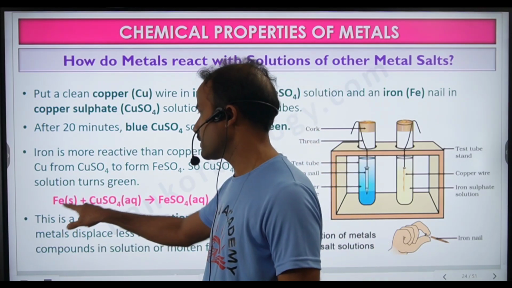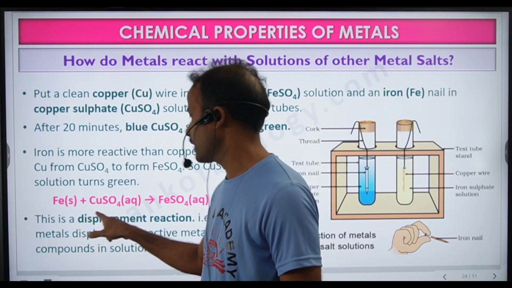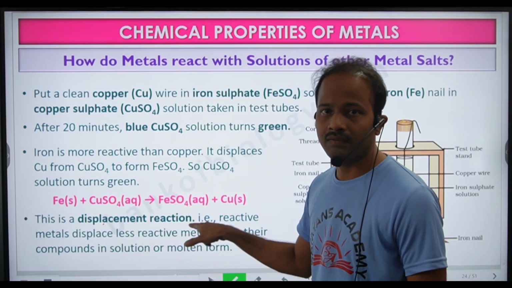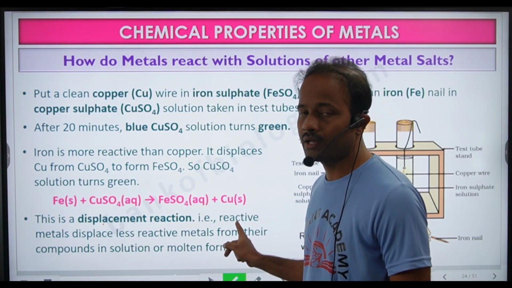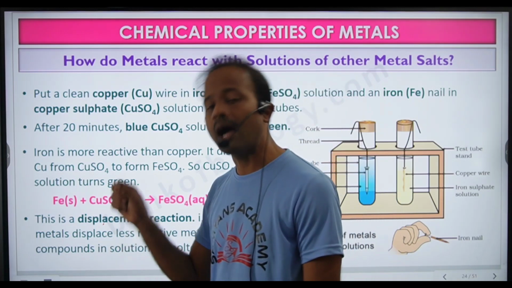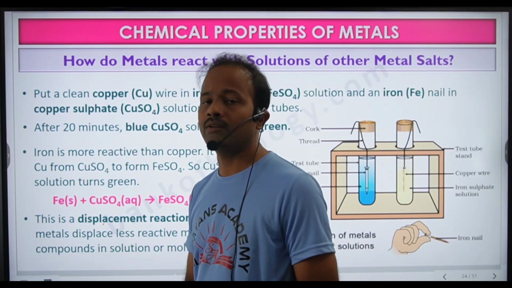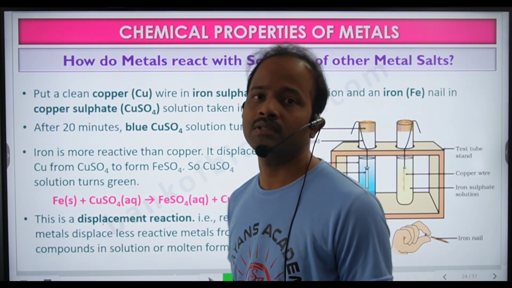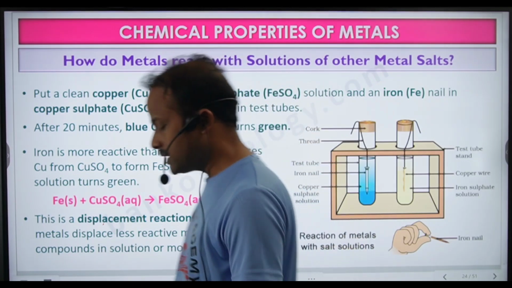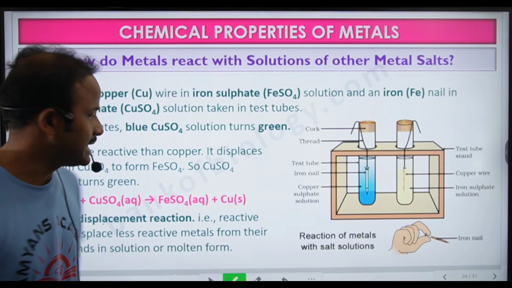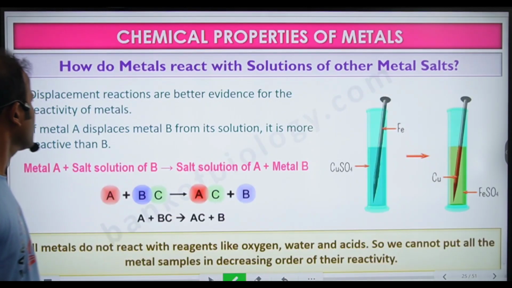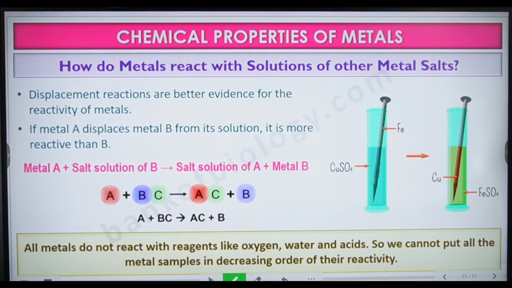Now you see, in the place of copper the iron is coming. Then we get iron sulfate here. The copper is separated here. That means the most reactive element iron can displace the less reactive element copper from its compound, copper sulfate solution. This type of reaction we call a displacement reaction. Now you see, displacement reactions are the best evidence for the reactivity of metals, right?